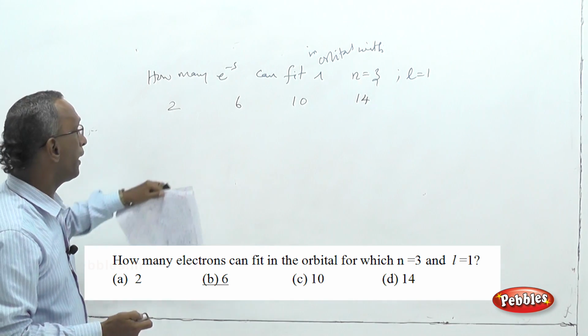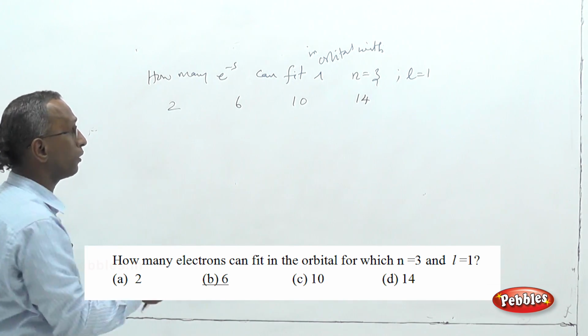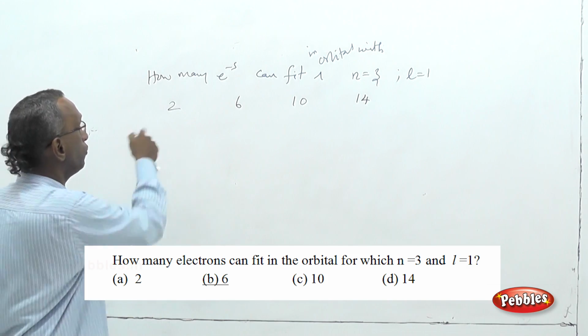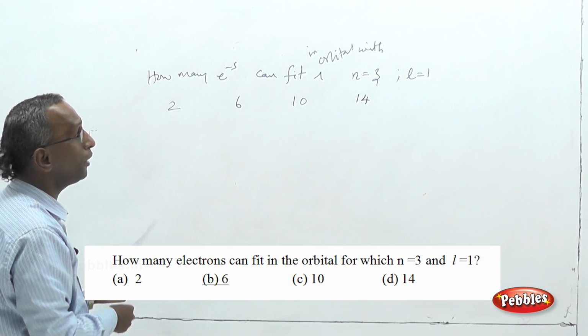In any orbital, the maximum we have studied is 2, so immediately we will be tempted to write 2 electrons. In the previous question we have seen 2 electrons in any orbital. But there are orbitals with a degeneracy.